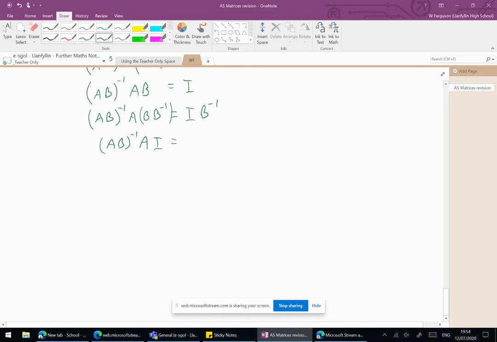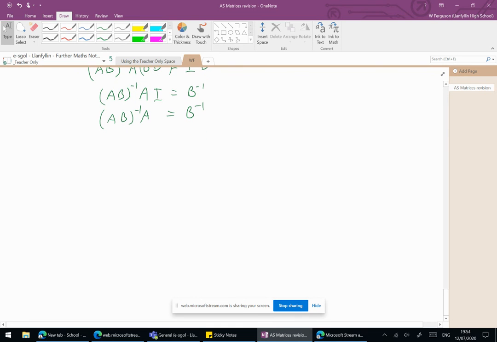And on the right-hand side of my equation here, the B to the minus 1 is being multiplied by the identity matrix, so it's not going to change it. So I can just keep that as B to the minus 1. And actually, I can also get rid of the identity matrix on the left as well, can't I? So AB to the minus 1 times A must be the same as B to the minus 1.